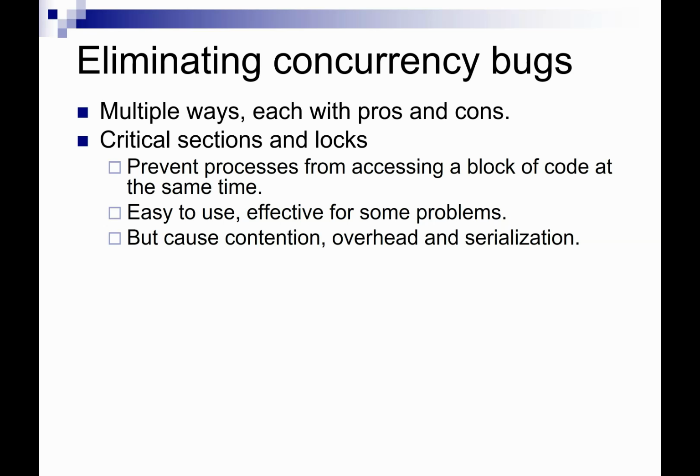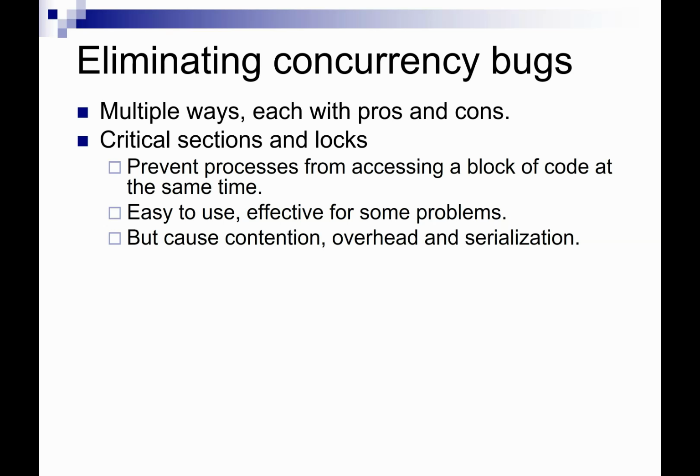And so in fact, a more general term for this would be mutual exclusion, because if you have multiple threads, then they mutually exclude each other. You can only have one thread doing this action at a time. So these critical sections and locks can be very effective for resolving concurrency bugs.